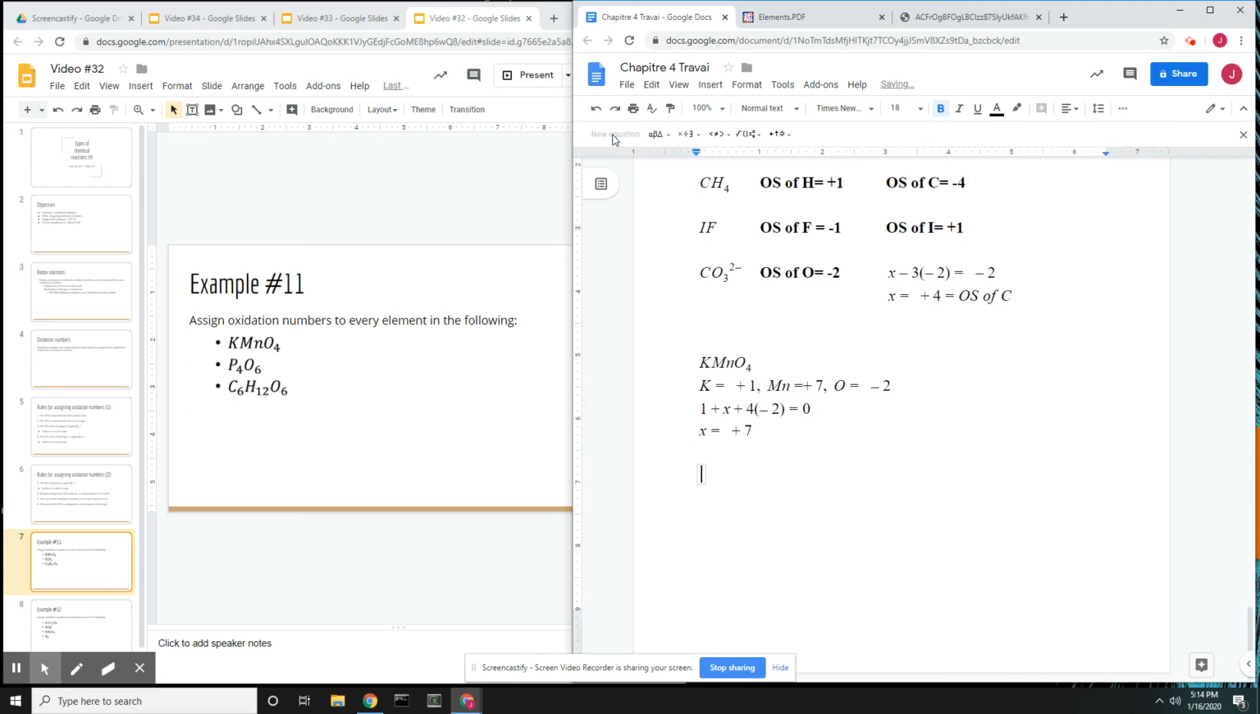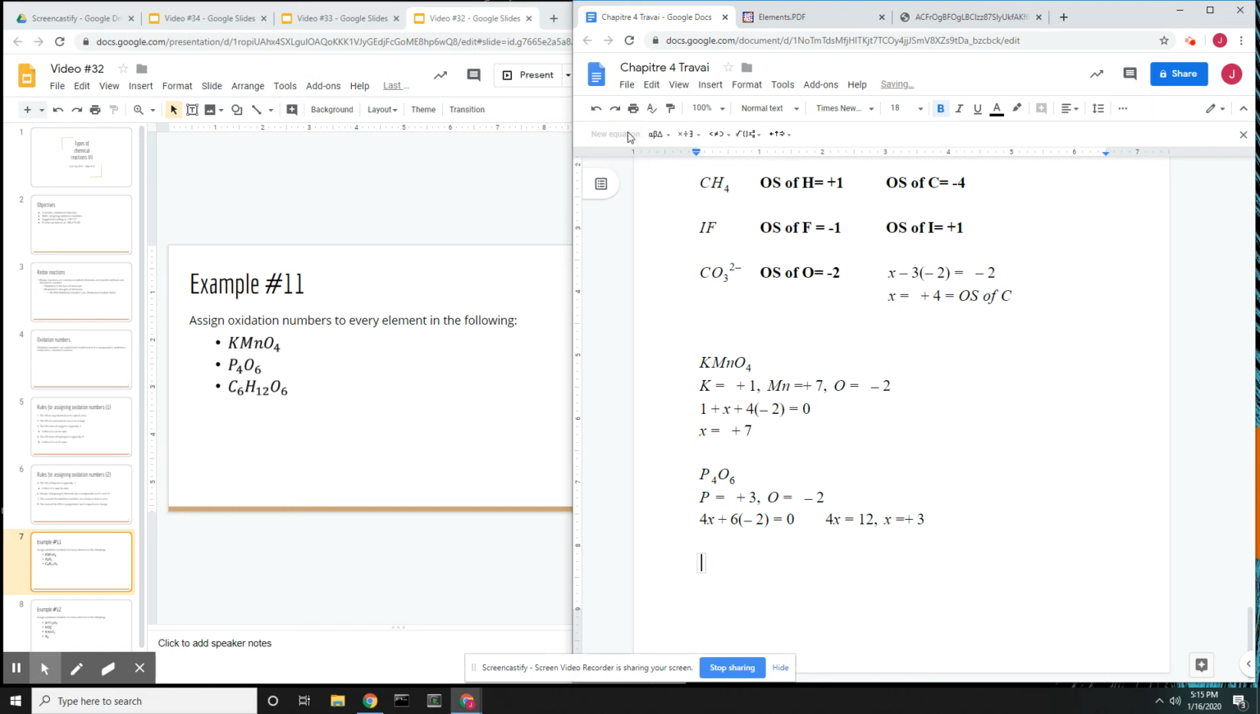Next, P4O6, my bad. Phosphorus doesn't have anything known, so I'm just leaving it blank for right now. Oxygen is equal to -2. Then I set up an algebra problem. I get that phosphorus has to have a +3 oxidation state.